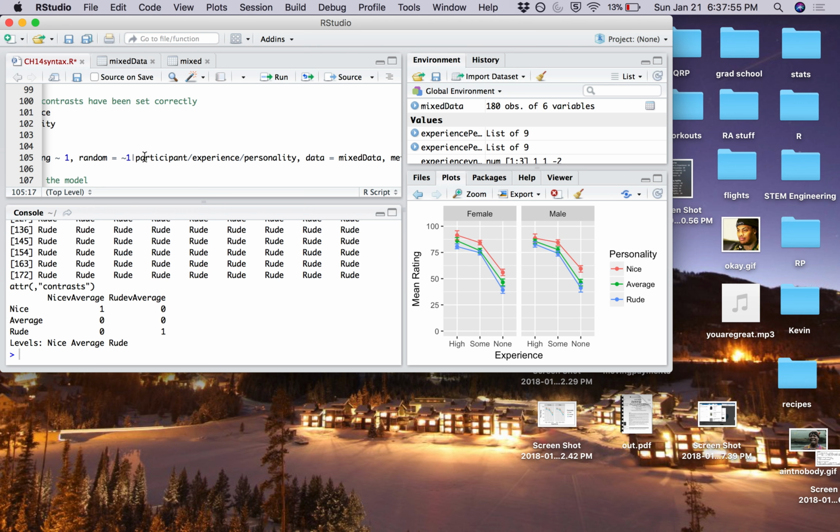So this random part of the model reflects the 2 repeated measures predictors of experience and personality, and that they are within the variable of participant. So the scores for the levels of the variables can be found within each participant.